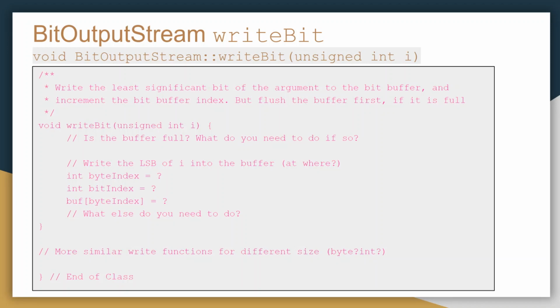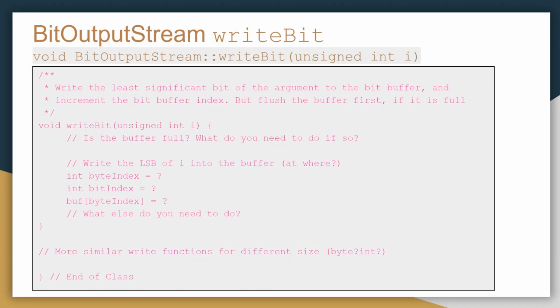Okay, and then writeBit. You're going to write the least significant bit of the argument to the bit buffer and increment the bit buffer's index. But flush the buffer first if it's full. So first you need to check if the buffer is full. You need to think about what that entails and how you do that. Then you need to write the least significant bit of i into the buffer. Here are some ideas of how to do it, but those question marks you need to figure out on your own. And you might want to use some bitwise logic.